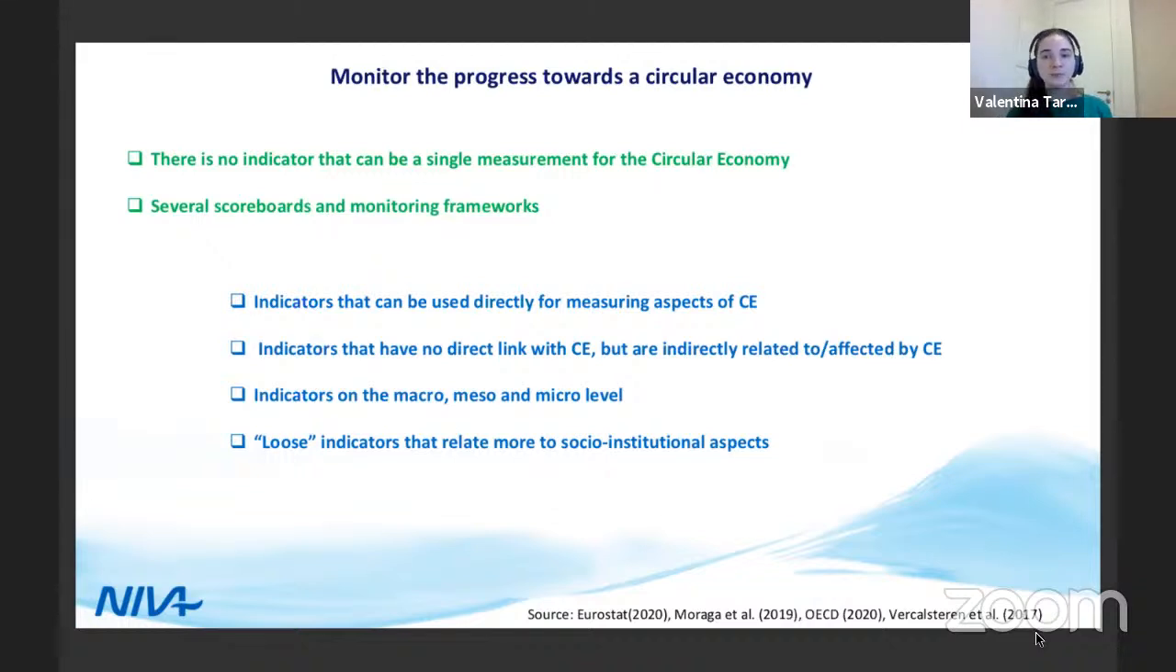Indicators that can be used directly for measuring different aspects of circular economy. Indicators that have no direct link, but they are indirectly related or affected by the transition towards circular economy. Other frameworks distinguish between indicators at the macro, meso, and micro level. And in a few monitoring frameworks, also loose indicators that relate more to social institutional aspects are considered. Next slide, please.